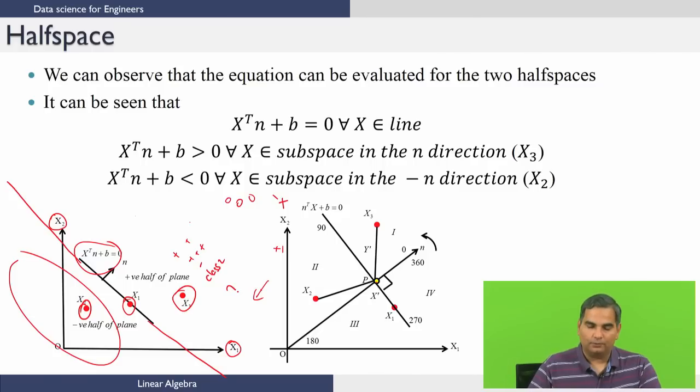The normal could be defined in 2 ways. One is the normal in this direction. The other is to take the opposite direction and define a normal in this fashion also. So, it is important to know on which side the normal is defined. For example, if this is the normal for the equation x transpose n plus b equals 0, and I simply multiply this equation by minus 1, then I am defining a normal to the other side. So, this is an important point to remember.